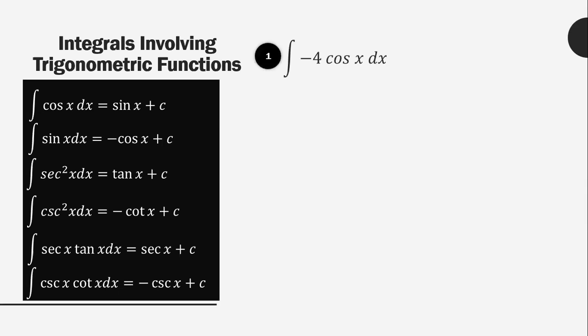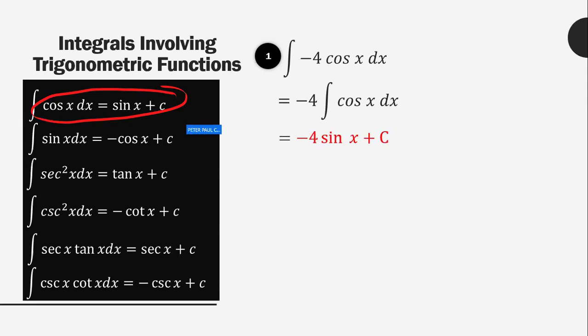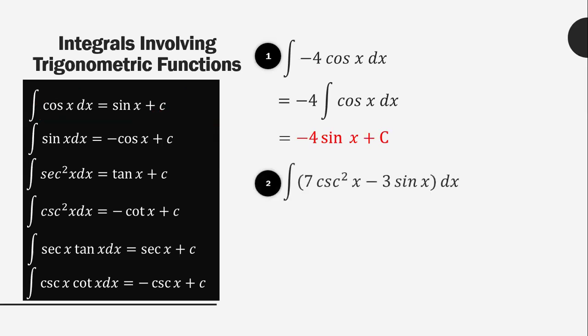Let's have the first example. So we have the integral of negative 4 cosine x dx. We apply the constant multiple theorem. Remember that in the constant multiple theorem, we always put the constant before the integral sign. So that's negative 4 integral of cosine x dx. And then we follow this one. So the answer is negative 4 sine x plus c. I hope you understand.